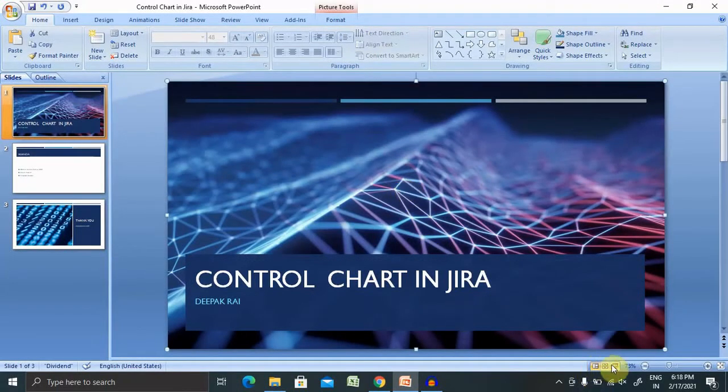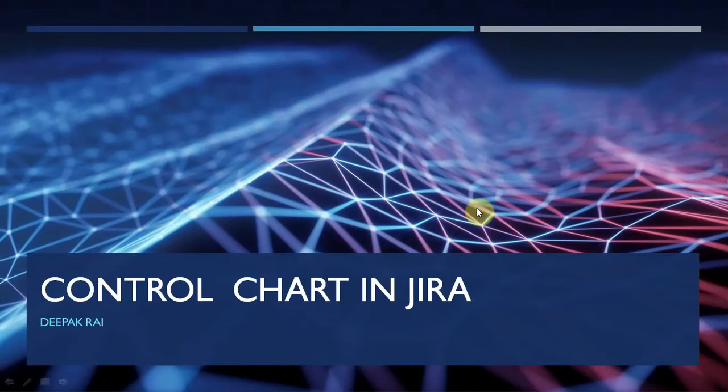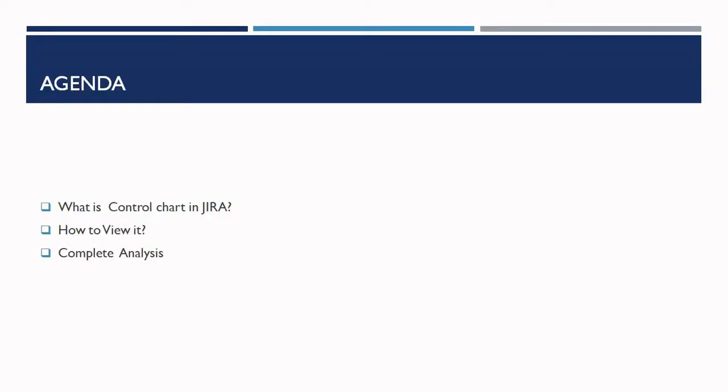In this session, I will explain to you about control chart in Jira. Whenever we are working with Jira in Agile methodology, it's always required to have these types of reports available inside our sprint planning or in between our planning, which will help us to analyze the factors. So we'll discuss here what is control chart or control report in Jira, how to view it, and the complete analysis in a particular sprint or project.